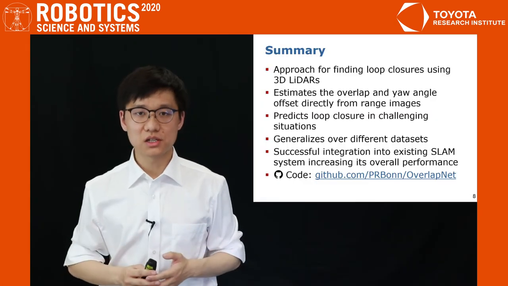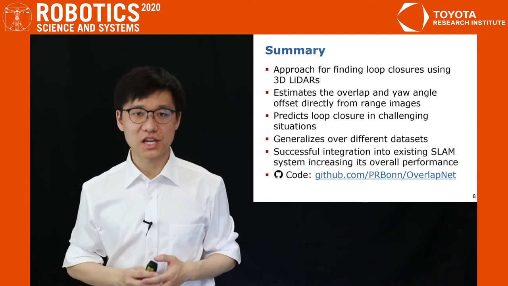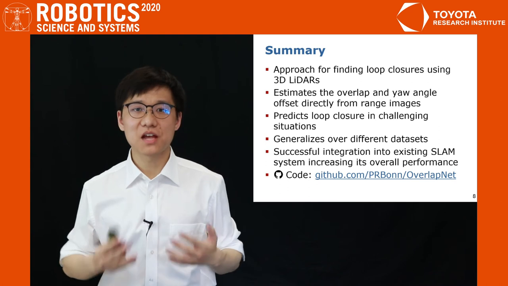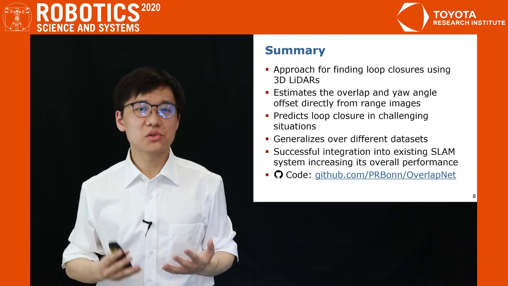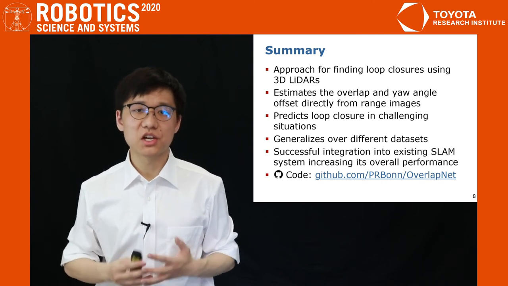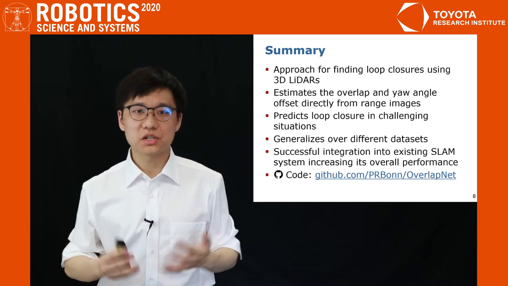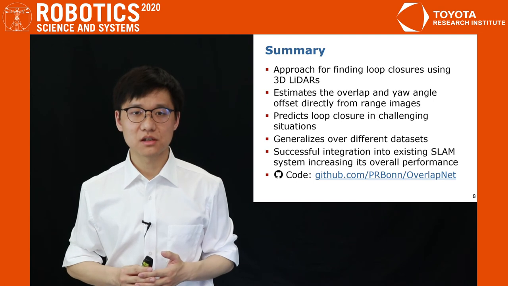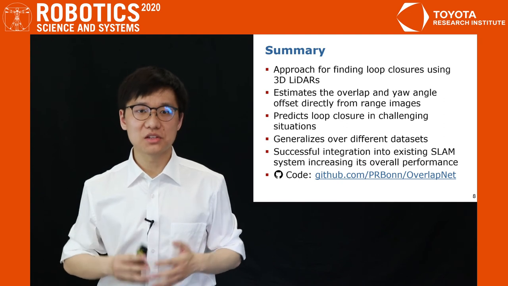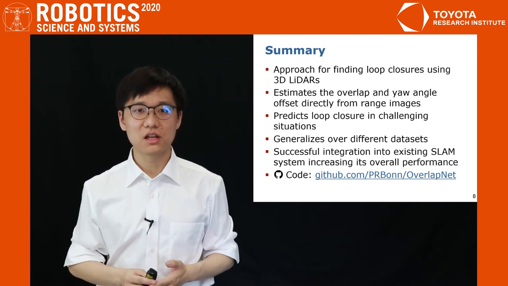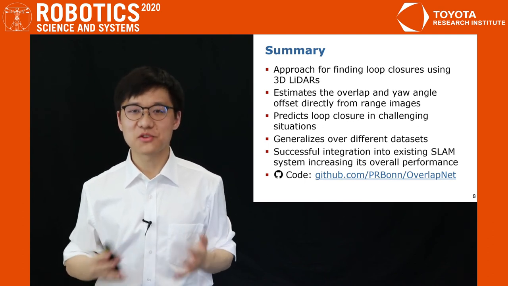To summarize this work, we first proposed an approach to find loop closures using 3D LiDAR scans. It estimates the overlap and relative yaw angle between pairs of scans using range images. Our approach can also find loop closure candidates in challenging situations, and the experimental results showed that our approach generalized well over different datasets. In the end, we successfully integrated our approach into a SLAM system and improved its overall performance. The code of OverlapNet has already been released on our GitHub. Please feel free to give it a try.